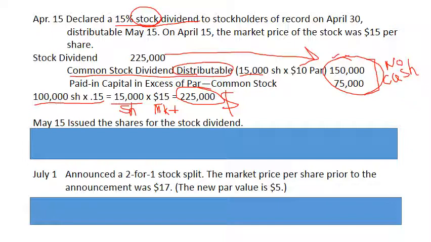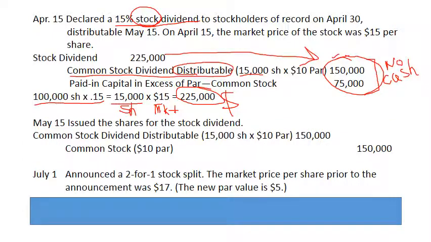Okay, so on May 15th, we're going to issue those shares. So this common stock dividend distributable is being distributed, and now there's just common stock out there. You can't pay dividends or cash on this until it's actually distributed. So between April 15th and May 15th, that stock isn't out there, so they cannot sell it to someone else, but they know it's coming to them. That's why it's called common stock dividend distributable.